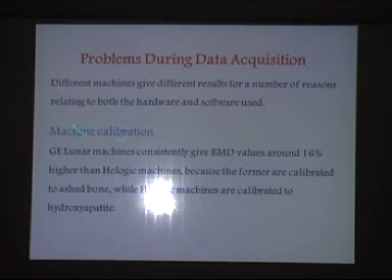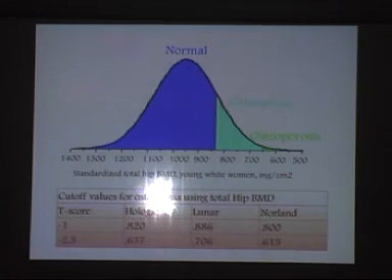For instance, the machine calibration. The Lunar machines give higher bone mineral density readings than the Hologic machines because they are calibrated to ash bone. The Hologic are calibrated to hydroxyapatite, and so the results are different. If we look here, with the Hologic machine, if the person has a bone mineral density of 0.6 grams, he is osteoporotic, while with the Lunar machine, he has to have 0.7 gram to be osteoporotic.